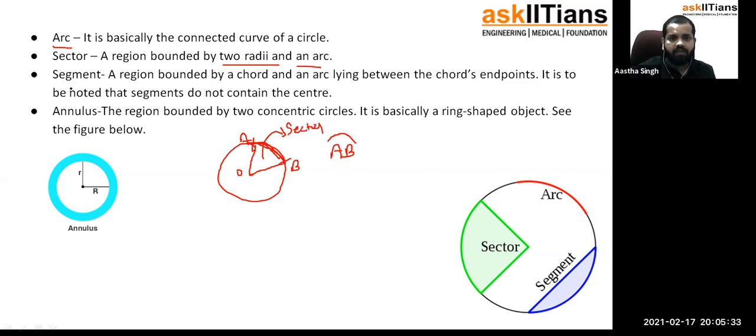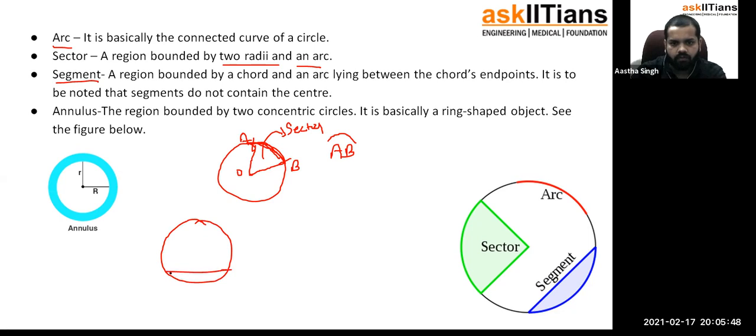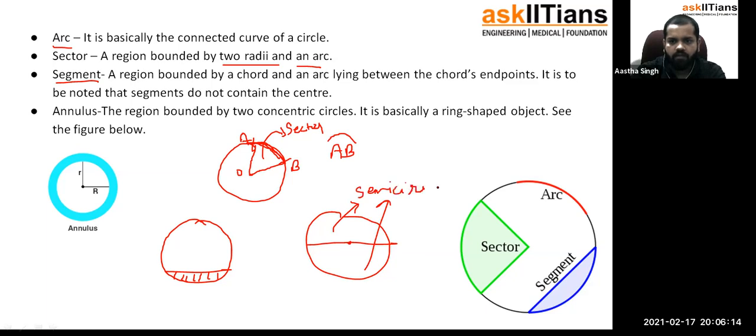Okay, so next is segment. What is a segment? A region bounded by a chord and an arc between them. Basically, a segment is an area bounded by a chord. The chord will obviously divide the circle into two parts, one major and one minor. If these are equal, then your chord is your diameter. Only in that case, both parts are semicircles, just half of the circle.